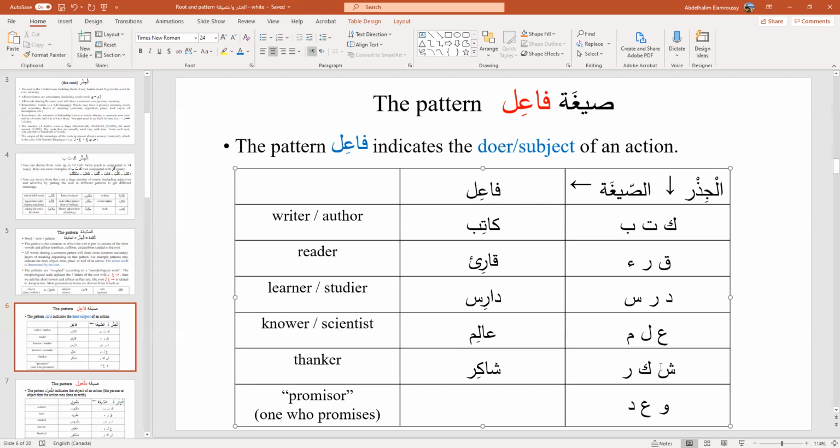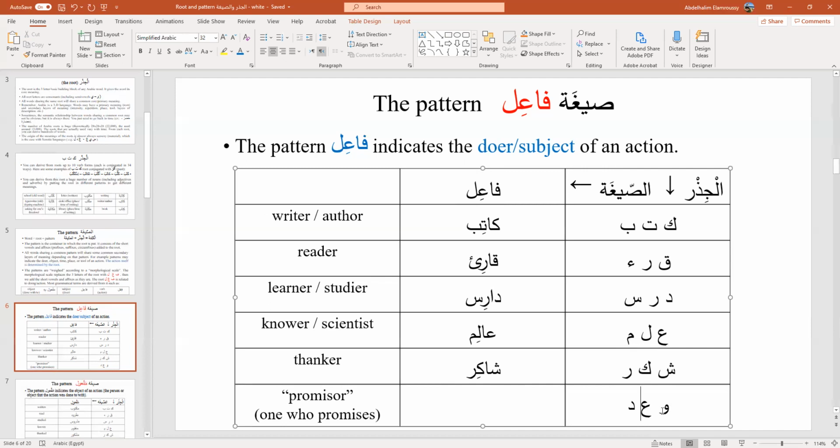Then shin kaf ra. This root has to do with, that's right, thanking. So let's again do the same steps. Replace the fa with R1, which is the shin. Replace the ayn with R2, which is the kaf. Replace the lam right here with R3, which is the ra. And then add everything else as it is, the alif and the kasra. So it will be shakir. So shakir means the one who thanks, or the thanker.